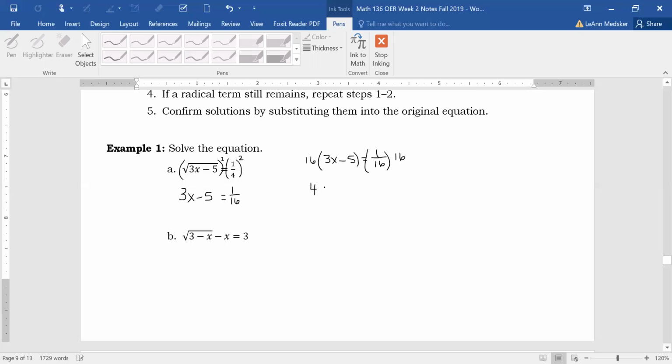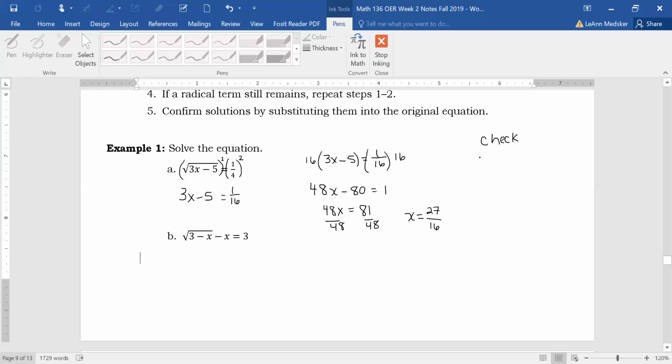So this would be 48x minus 80 equals 1. Add the 80 over, and that would be 81. Divide by 48. So then the question is, does that reduce? They're both divisible by 3, so let's see what that gives us. 81 divided by 3 would be 27. 48 divided by 3 is 16. And that does not reduce any further, but we don't know for sure that this answer is actually correct, so we're going to check it.